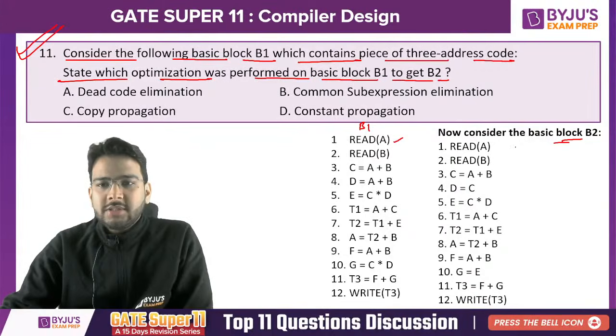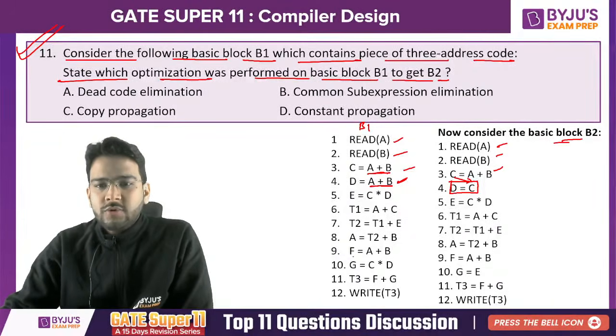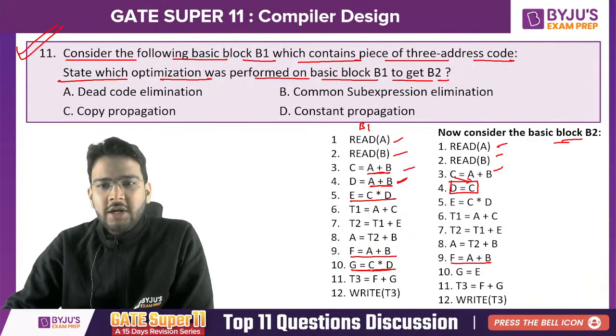If you compare statement by statement, read A, read B, C is equal to A plus B, and D is equal to A plus B is there, and here we are writing D is equal to C. That means we are eliminating the common sub expression. Similarly, F is equal to AB, and here it is E is equal to C into D. So we have C into D, that is also common. Here we can write G is equal to E because we are not updating the value of C and D, so directly we can use it.